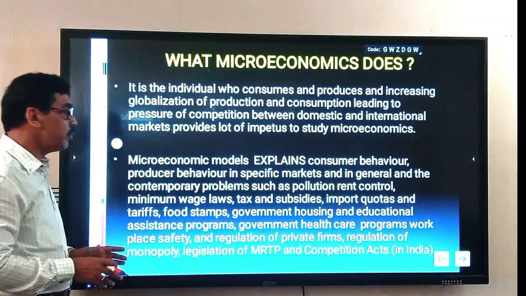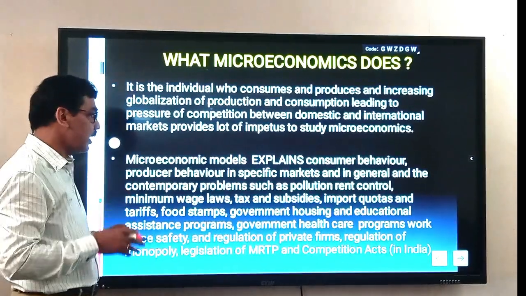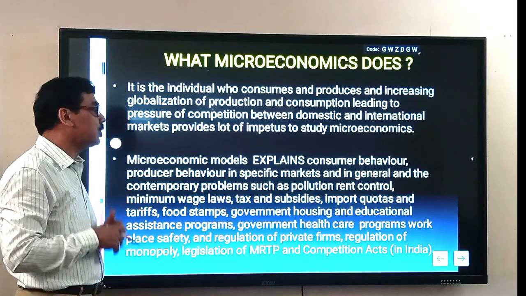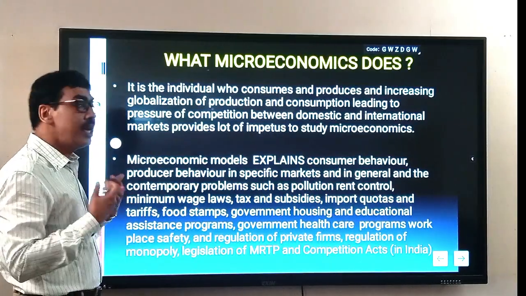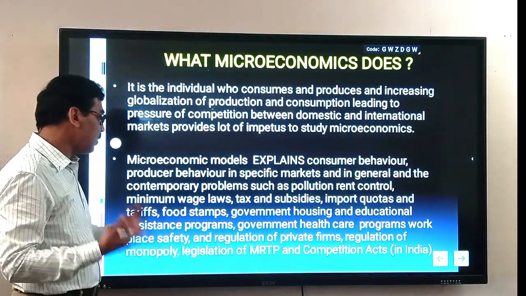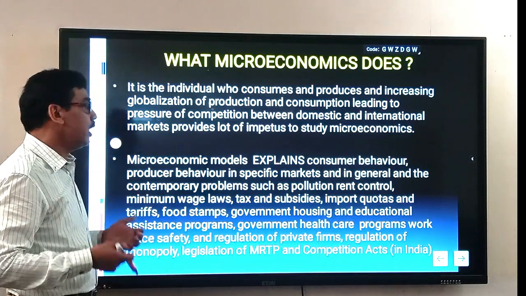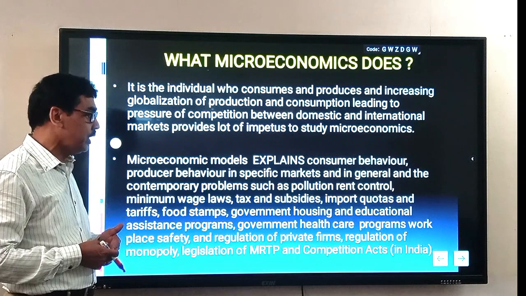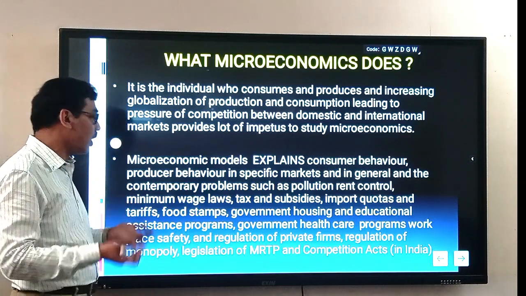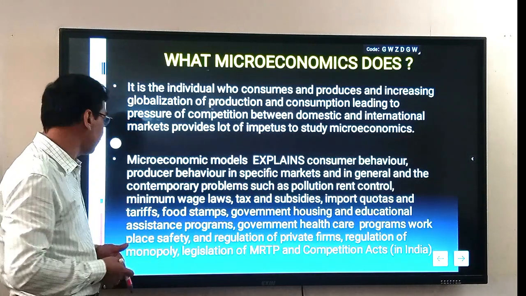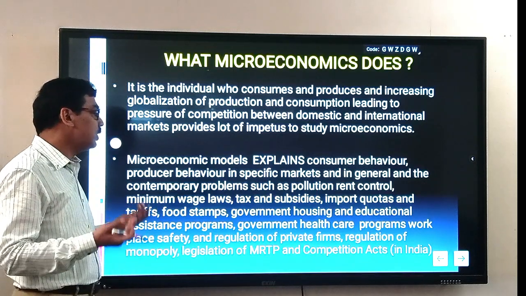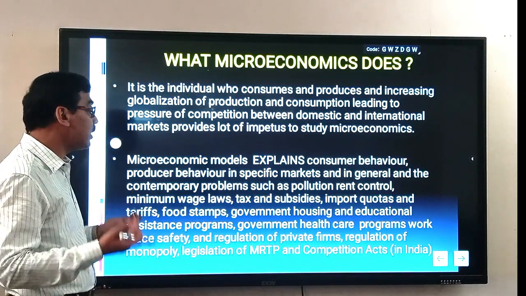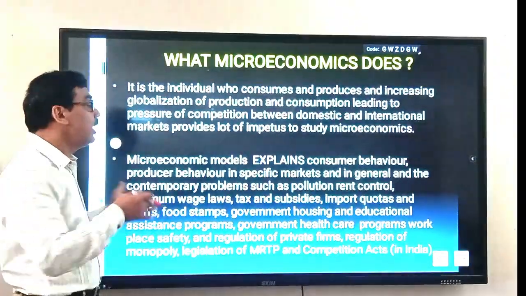And producer behavior in specific markets and in general, and contemporary problems such as pollution, rent control, minimum wage laws, tax and subsidies, import quotas and tariffs, food stamps, government housing and educational assistance programs, government healthcare programs, workplace safety, regulation of private firms, regulation of monopoly, legislation of MRTP and the Competition Act, which was in India.